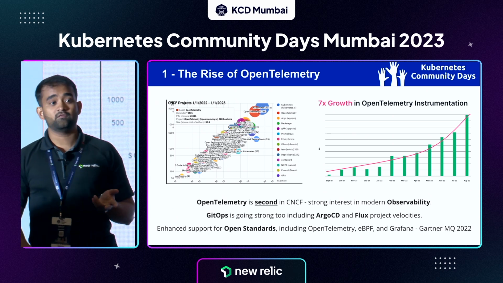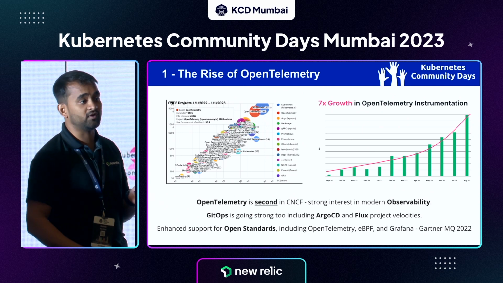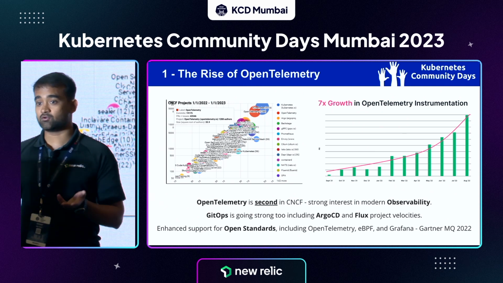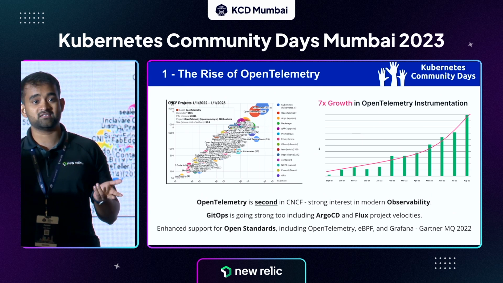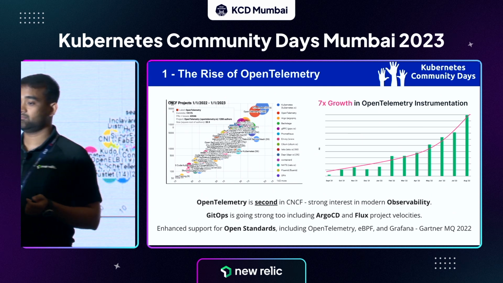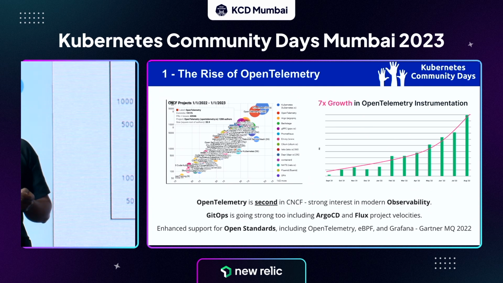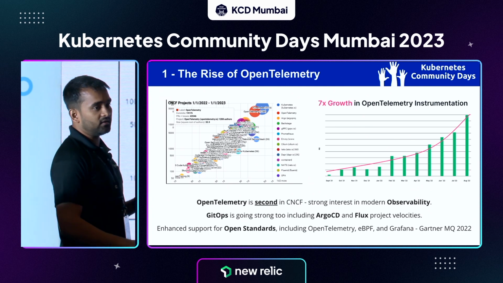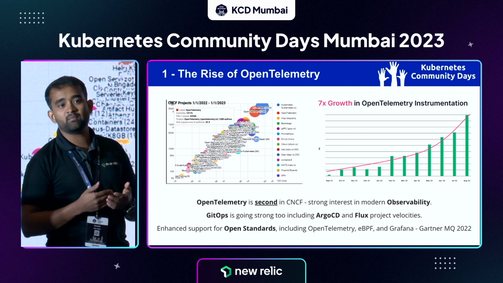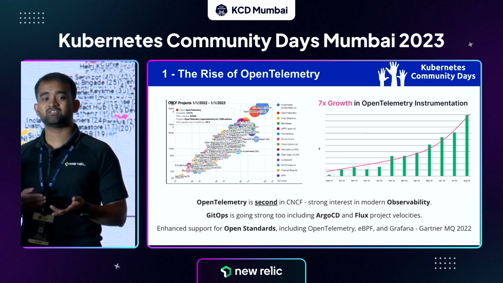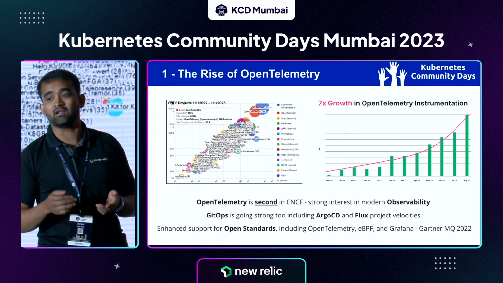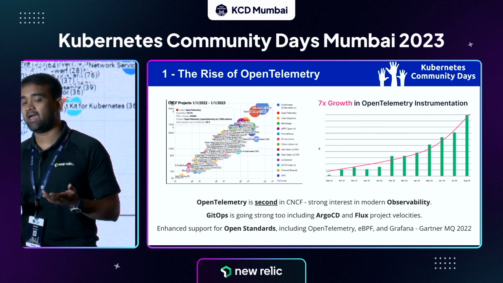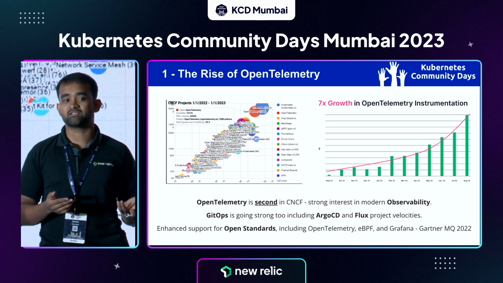There is also a lot of interest in GitOps, which is where Argo CD and Flux are going strong, and that is also right behind OpenTelemetry, and CNCF projects are picking up pace. There was a report from Gartner that there is a requirement for enhanced support for open standards, which is what OpenTelemetry, eBPF, and Grafana are working towards, and they have this enhanced open standard support already.